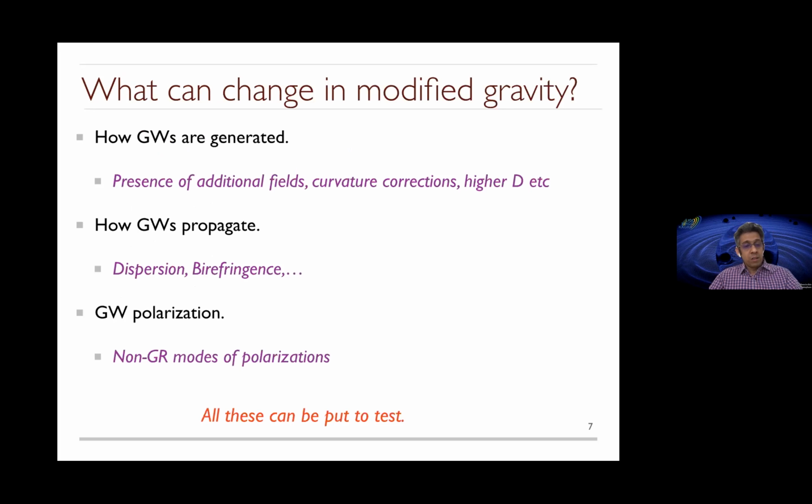And when it comes to polarization, we know that GR has only two types of polarization, the plus and cross, whereas a general metric theory of gravity can admit up to six. And there can be presence of non-GR modes of polarization, whose evidence should also be there in the gravitational wave observation. So all these features can in principle be put to test using gravitational waves, though the bounds you can expect will vary. That will depend upon the sensitivity and the kind of method you invoke, and so on. So this is just to give you a general framework as to what we can expect in terms of gravitational waves from a modified theory of gravity.